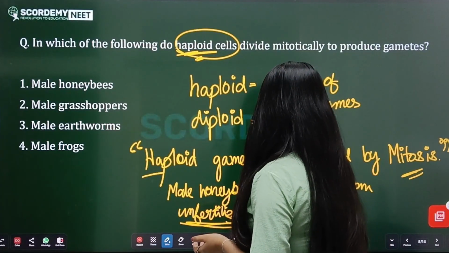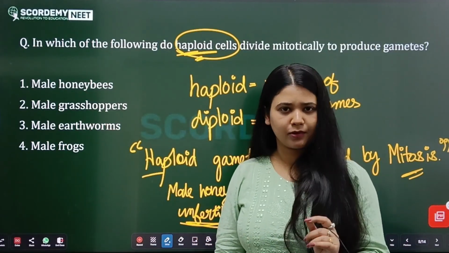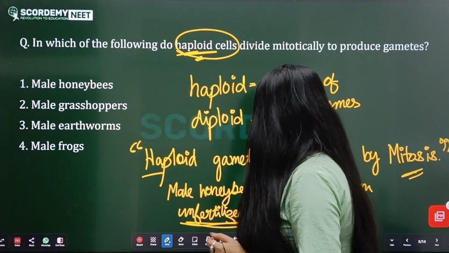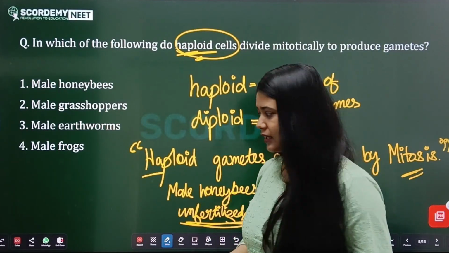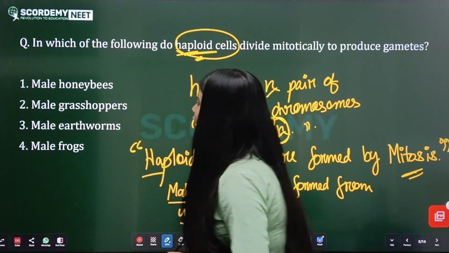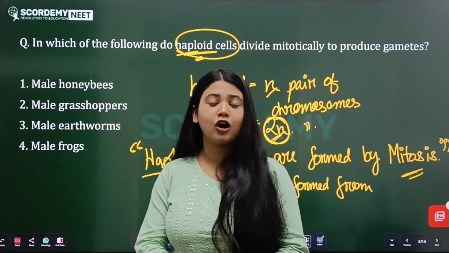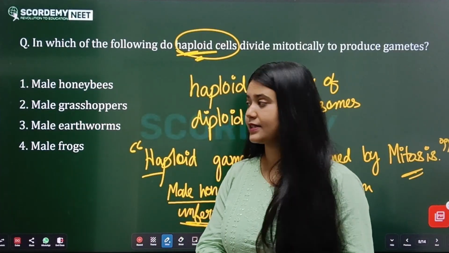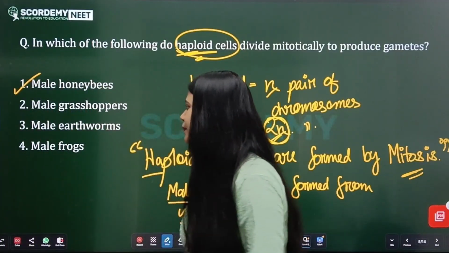It becomes diploid. The cellular composition of it becomes what? It becomes diploid, or 2n. So what will unfertilized be? Haploid, isn't it? So that means male honeybees are haploid organisms, because they are formed from unfertilized eggs. So here the correct answer is option number 1, male honeybees.